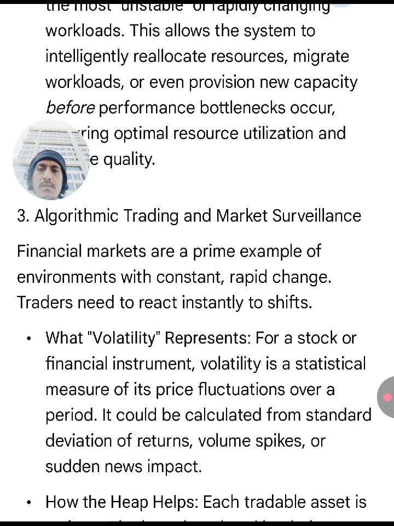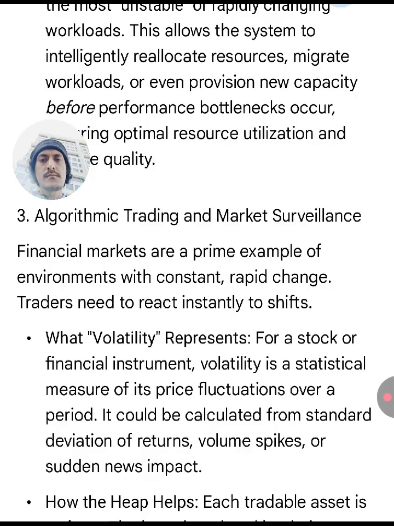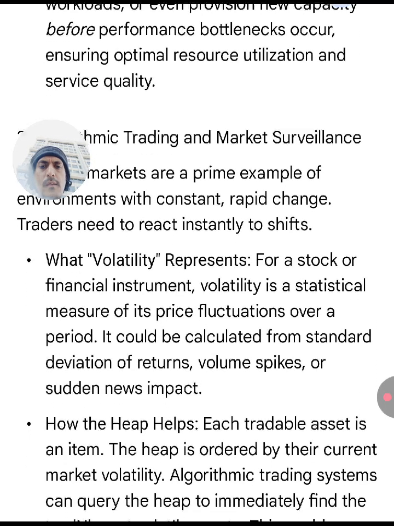3. Algorithmic trading and market surveillance. Financial markets are a prime example of environments with constant, rapid change. Traders need to react instantly to shifts. What does volatility represent? For a stock or financial instrument, volatility is a statistical measure of its price fluctuations over a period. It could be calculated from standard deviation of returns, volume spikes, or sudden news impact.